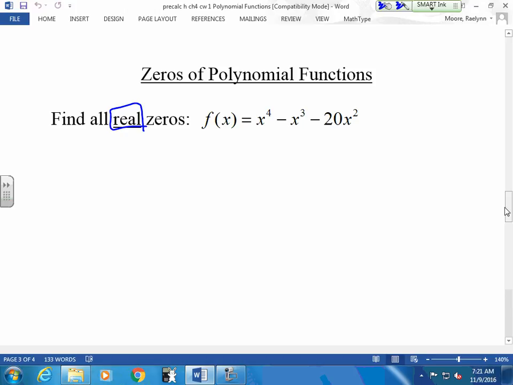The real ones are non-imaginary. So where am I going to find those real zeros? On the x-axis, right? I will find these on the x-axis. If I find them on the x-axis, what is the value of y? 0. So the first thing we're going to do, and we always solve all intercepts algebraically, that's not going to change. So we're going to set this equal to 0, and we're going to solve.